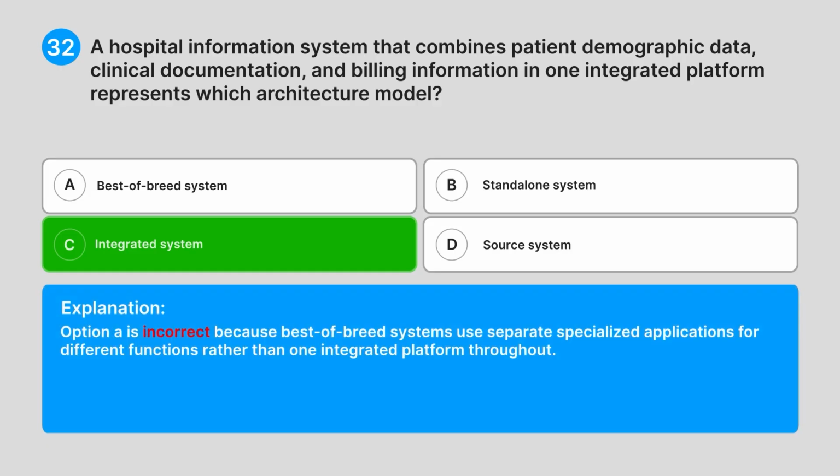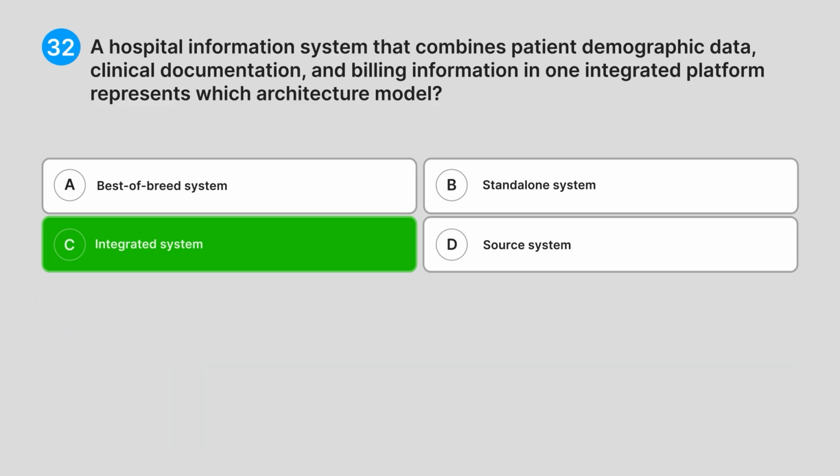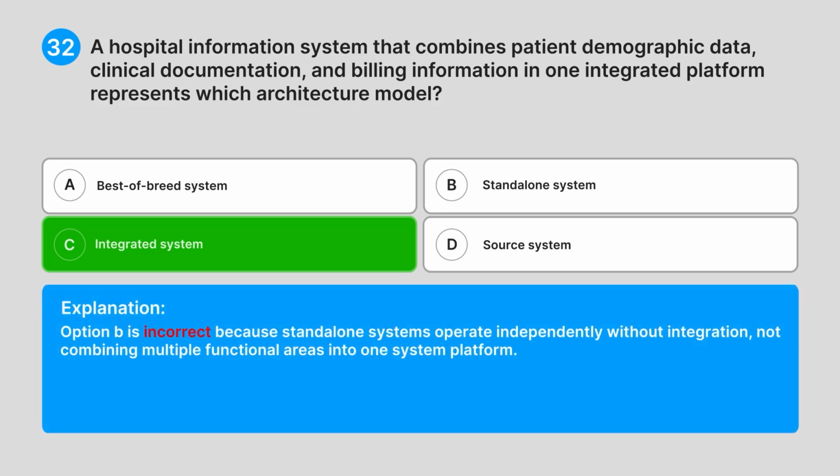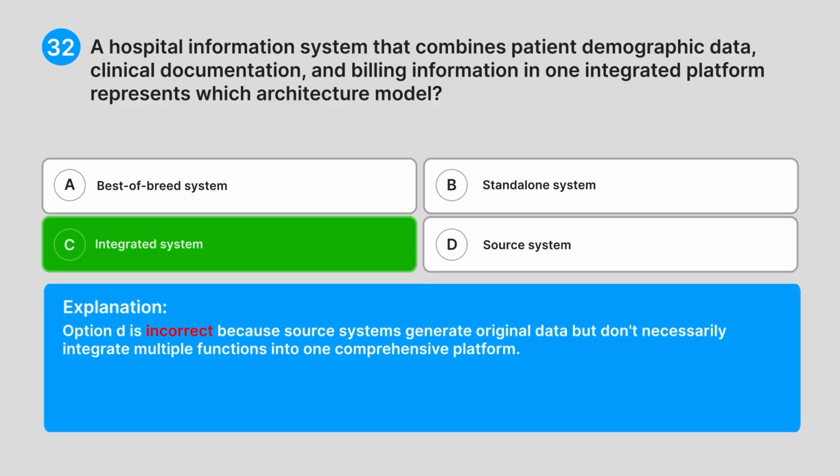Option A is incorrect because best-of-breed systems use separate specialized applications for different functions rather than one integrated platform throughout. Option B is incorrect because standalone systems operate independently without integration, not combining multiple functional areas into one system platform. Option D is incorrect because source systems generate original data but do not necessarily integrate multiple functions into one comprehensive platform. Healthcare information systems architecture determines how different functions work together within an organization.